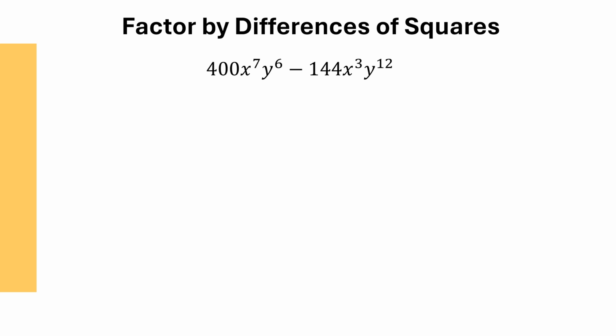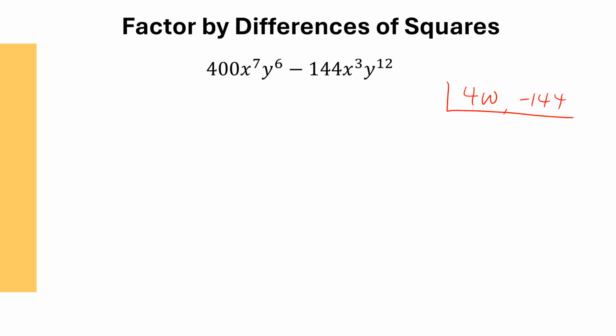To factor this by the difference of squares, the first thing we have to do is see if we can factor this by the GCF, which is the greatest common factor that can go into 400 and 144. So to find that number, I'm going to use my upside down cake method. So we have 400 and negative 144.